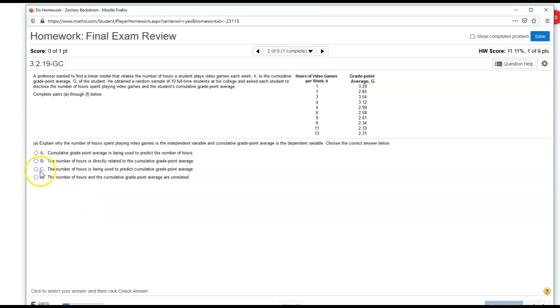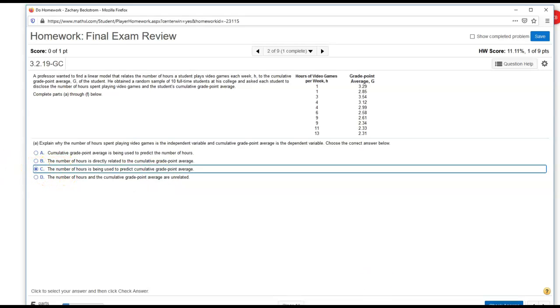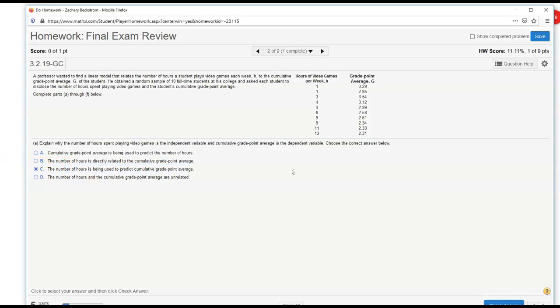So if we look down here, it looks like it's C. The number of hours is being used to predict the cumulative grade point average. So check that.